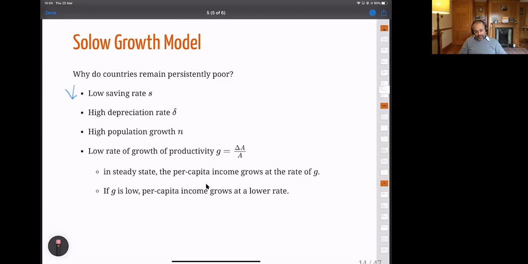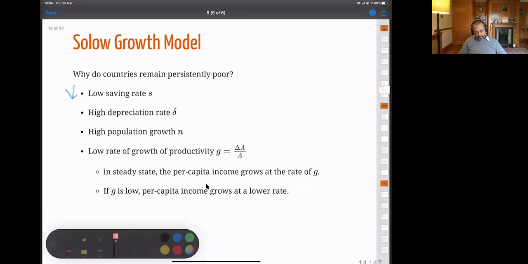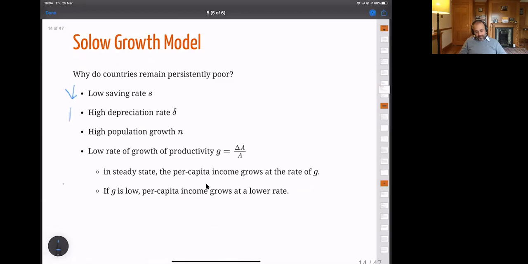The second explanation is that they have a high depreciation rate or high rates of population growth, or A. Next slide we'll talk a little bit more about A, but A is the labor productivity factor, right? So the production function was Y is F(K, AL). So A, the productivity factor, doesn't grow fast enough, right?